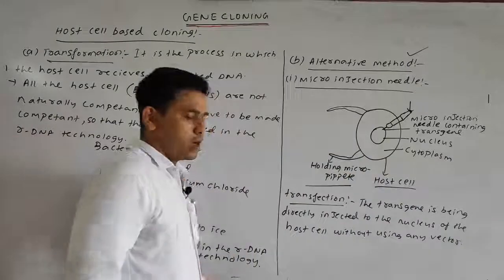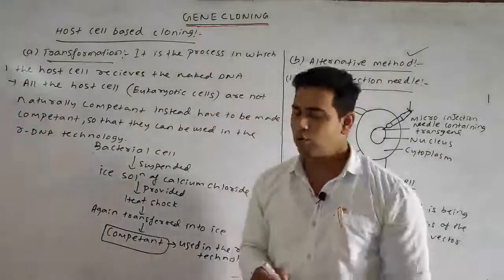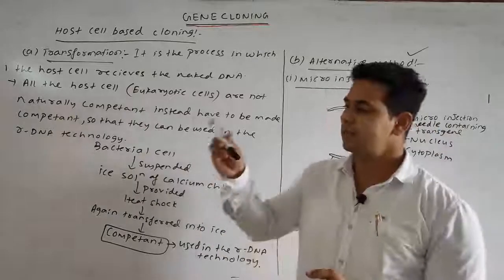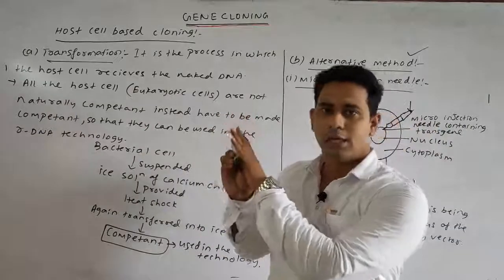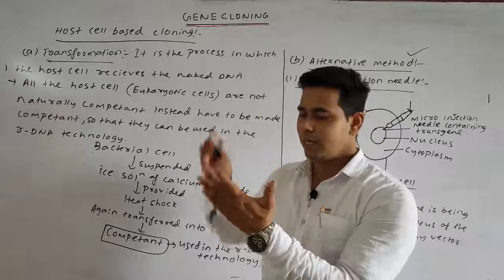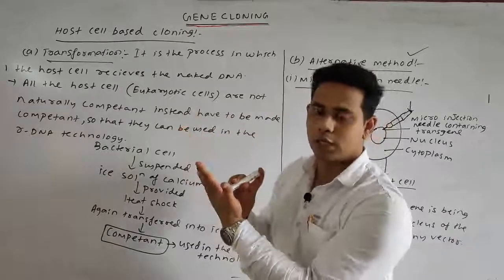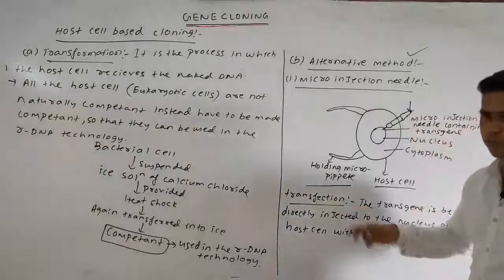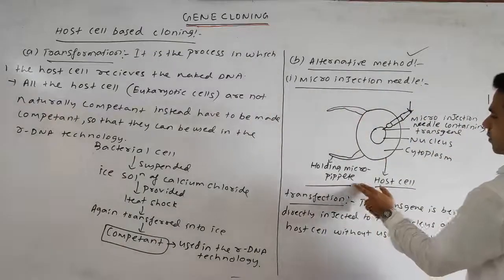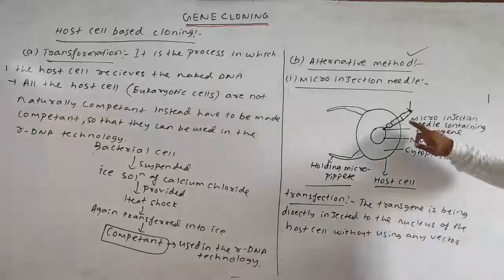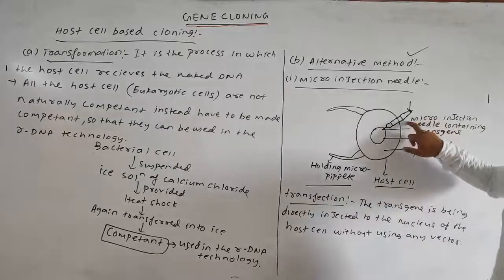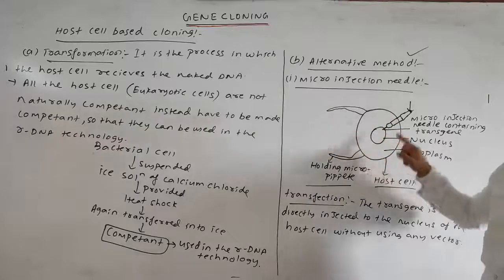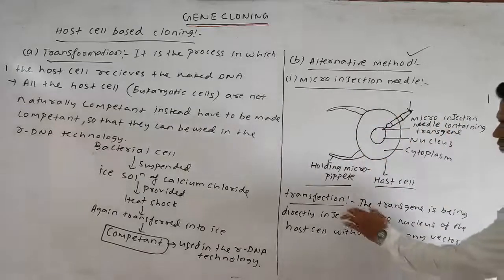This one is your alternative method, in which no cloning vector is required. Directly the microinjection having the desired gene, or the transgene, is applied into the nucleus of the host cell. That is known as transfection, and the cell is held by the holding micropipette. So the microinjection needle having the transgene is directly injected into the nucleus of the host cell, and that is known as transfection.